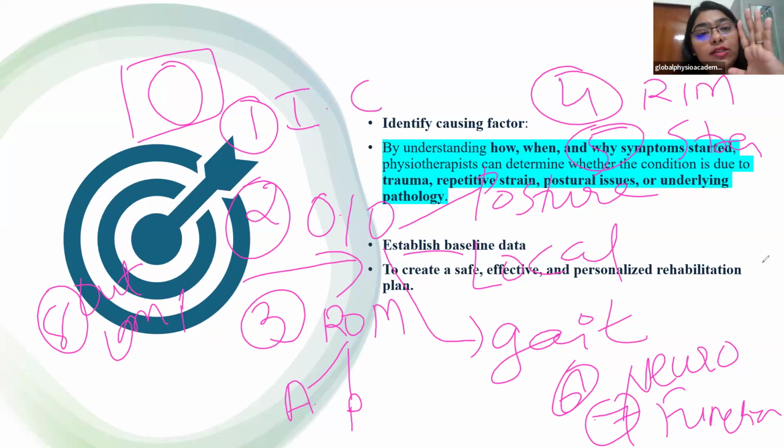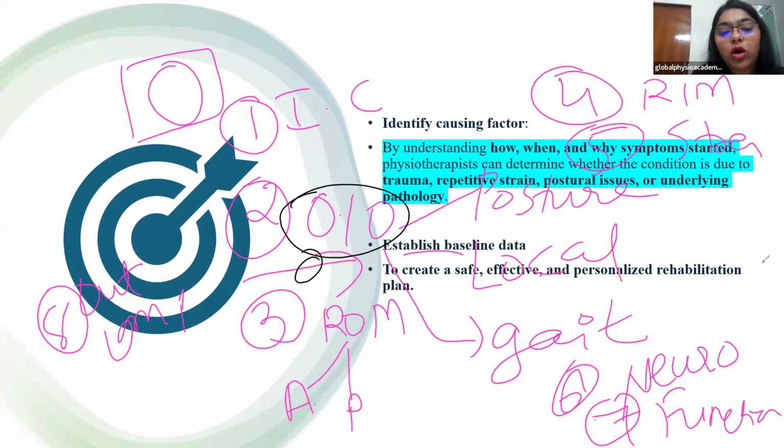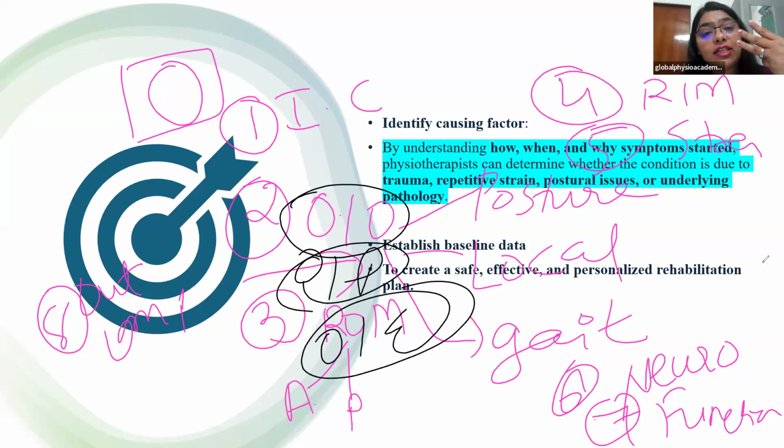Along with that, first is observation, then palpation. You didn't say these things. So observation is first, then palpation, and then examination. Your criteria is divided into three: on observation, on palpation, and on examination.